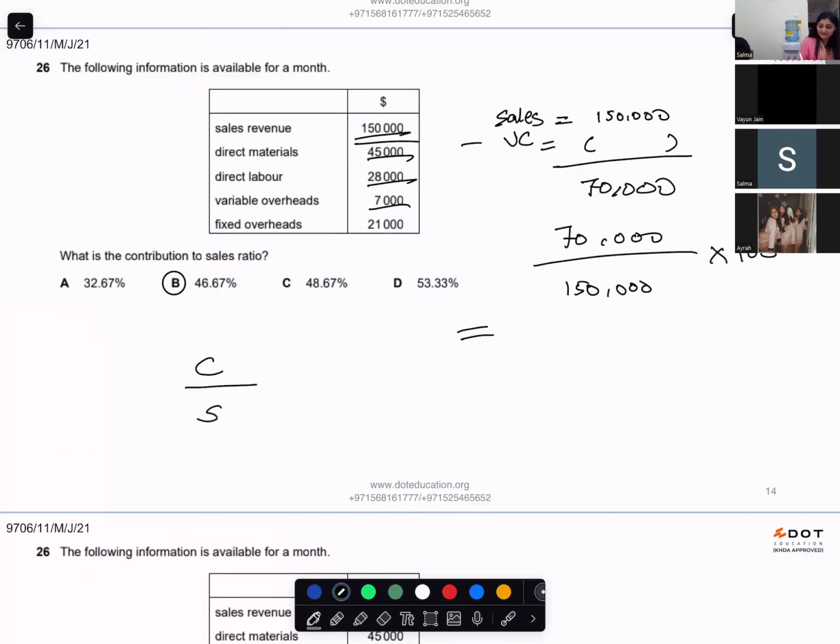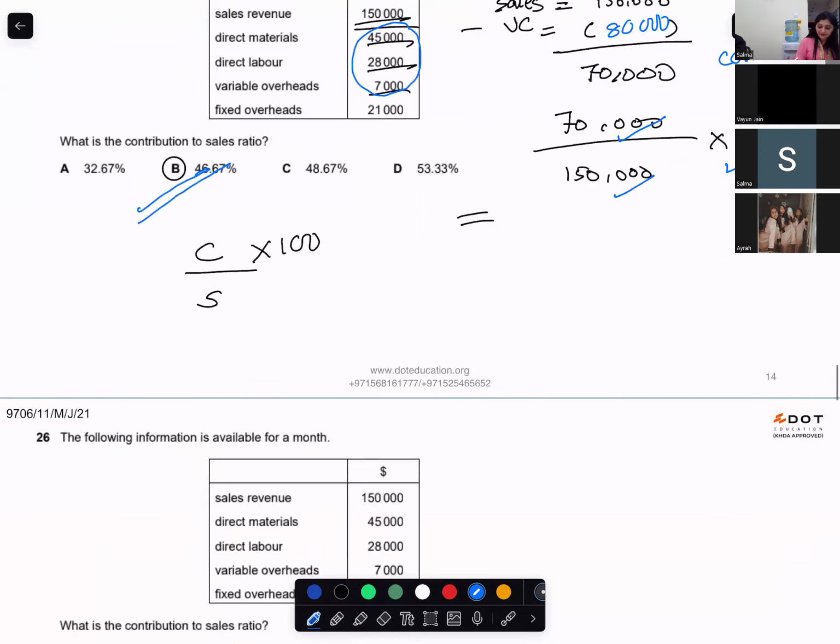Contribution divided by sales, times 100. What is the contribution? Sales minus variable cost. Sales is 150,000. What is the variable cost? 45 plus 28 plus 7, how much? 80,000. The contribution is 70,000. The contribution divided by sales into 100, answer is 46.67, option B.